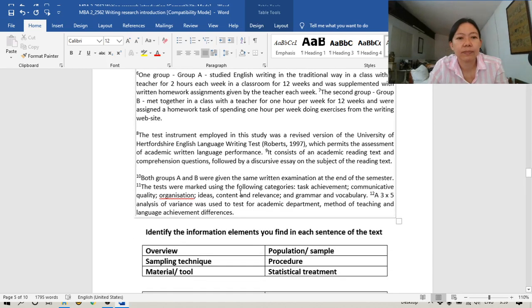Next, the test instrument employed in this study was a revised version of the University of Hertfordshire English language writing test. So here the keyword is the test instrument.